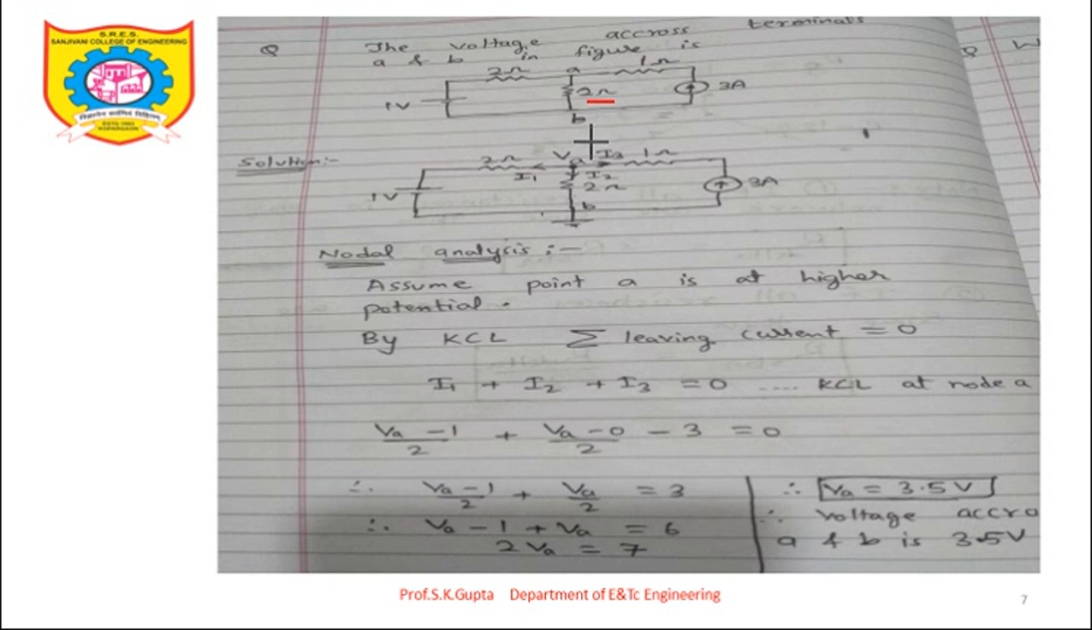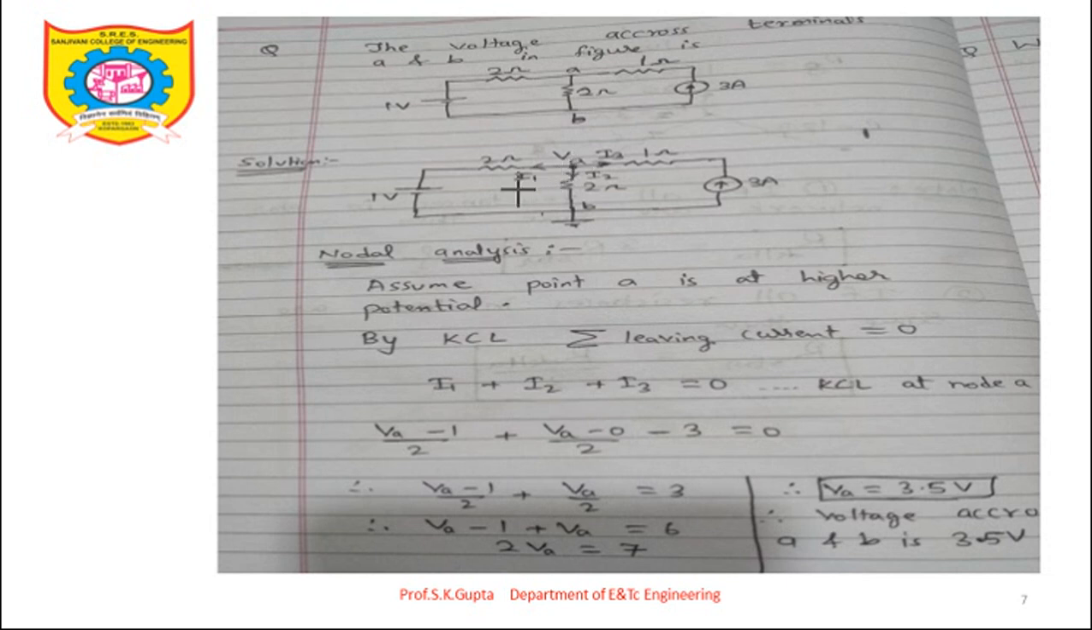Okay, so to solve this numerical I will apply nodal analysis. Whenever I am applying nodal analysis throughout this subject, the assumption I will make is that the point is at higher potential. So assume that point A, to which I am applying the nodal analysis, is at higher potential. Higher potential means that all currents are leaving from that node. All currents will flow away from this node.